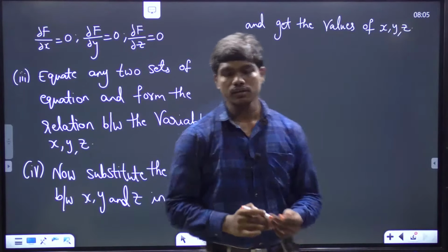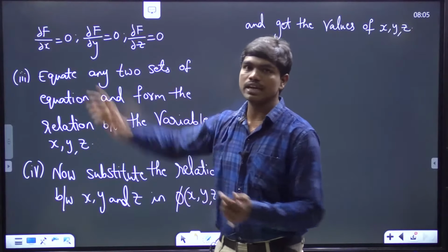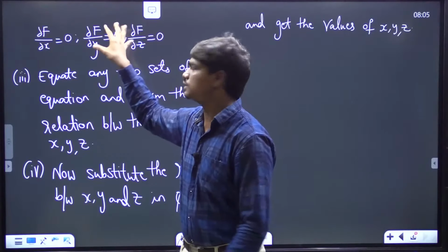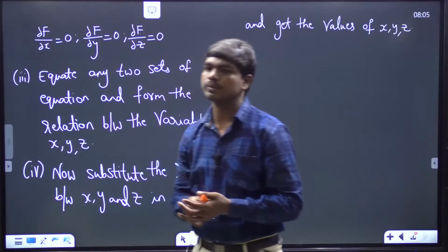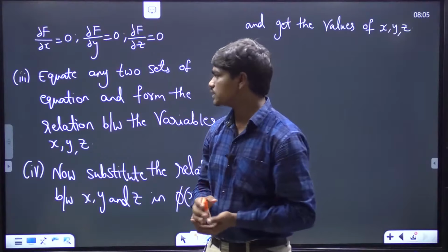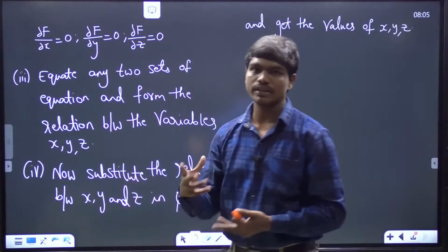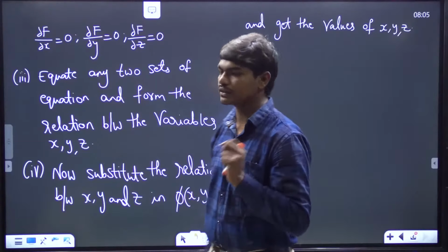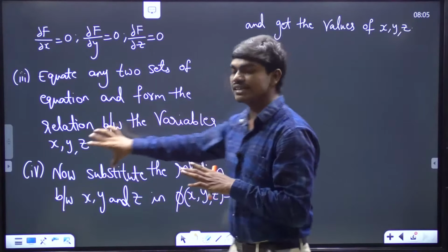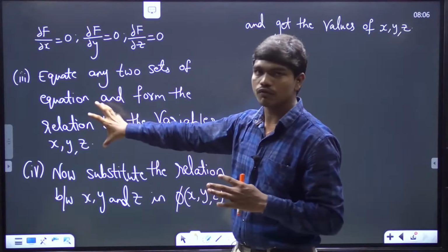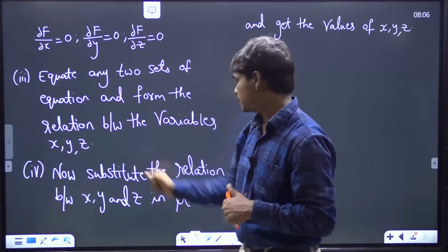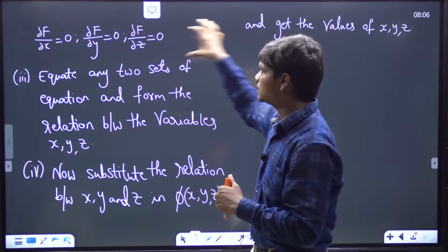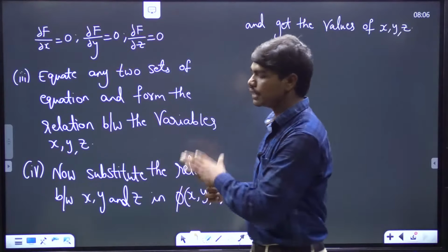See, basically, after getting these three equations, we'll equate two sets of equations. Means we can equate these two first and these two next, or you can equate these two first, any two sets of equations. Basically, you'll equate two sets of equations and you'll be finding the relation between the variables. We'll see how we'll find the relation between variables by equating any two sets of equations. And next, once we get the relation between the variables, we'll substitute that relation in this constraint equation phi of xyz, and we'll get the values at which these derivatives are 0 for xyz.